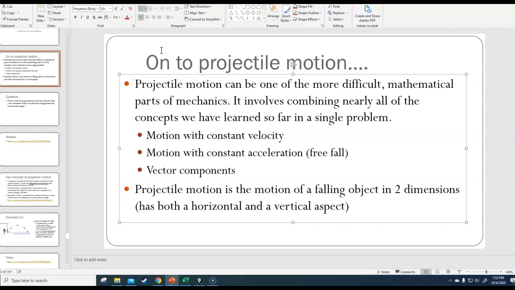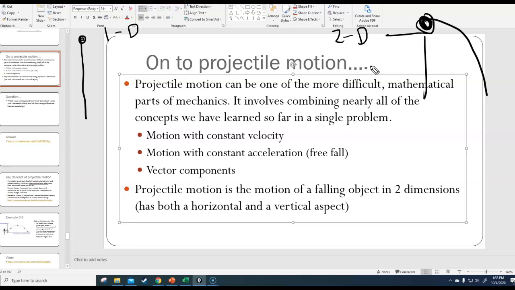And so what I mean by that is, for example, if you just drop a ball off of a cliff and it falls straight down, that is a one-dimensional problem because it's only going down. If you throw a ball off of a cliff, okay, then the problem turns into more like this, where not only is it falling down, but it's also moving off to the side. Okay, so this would be like a one-dimensional problem, and then this would be like a two-dimensional problem. So it has both a horizontal and a vertical aspect.